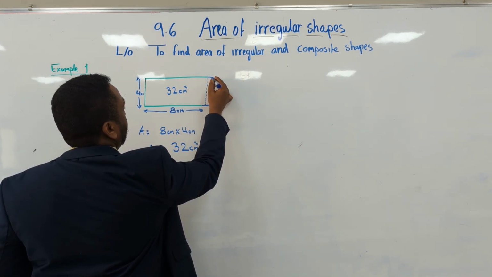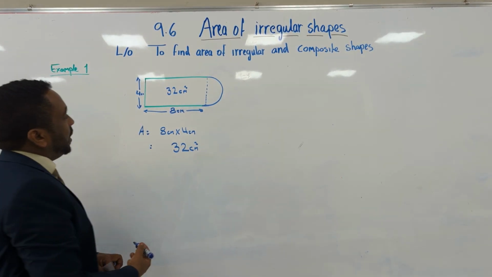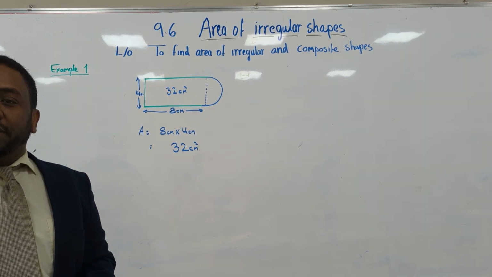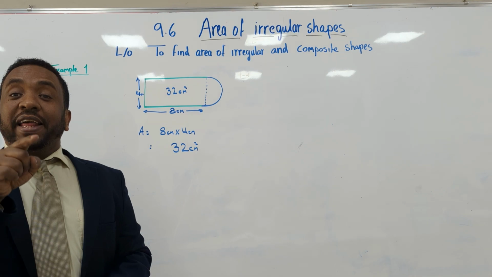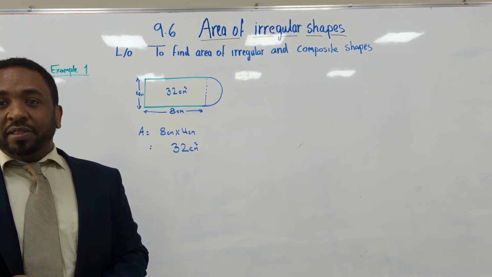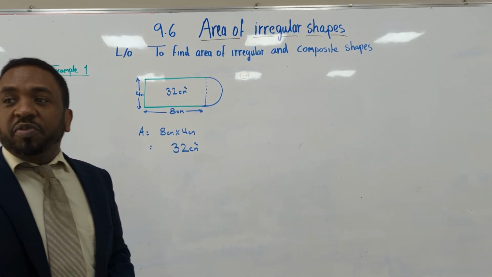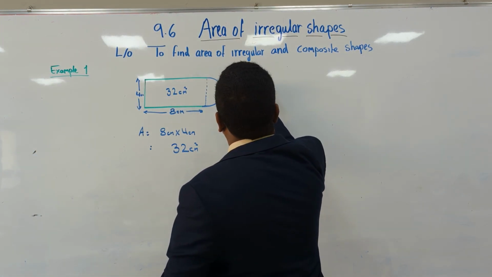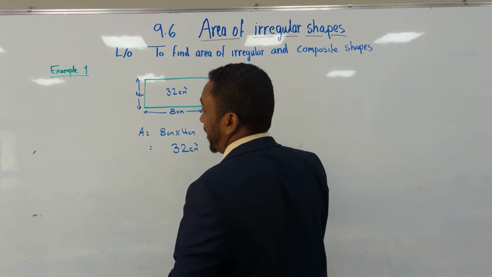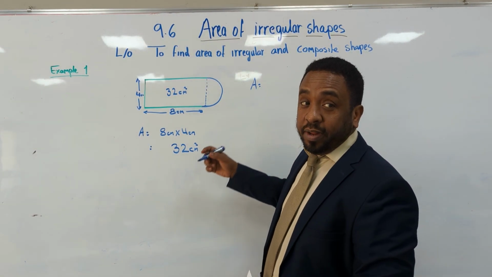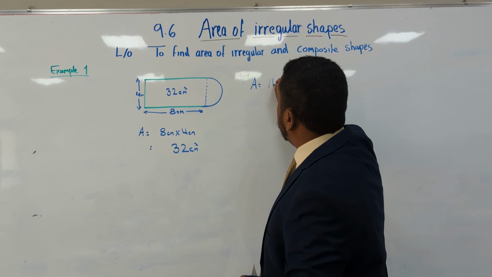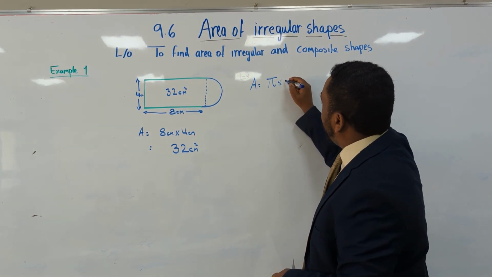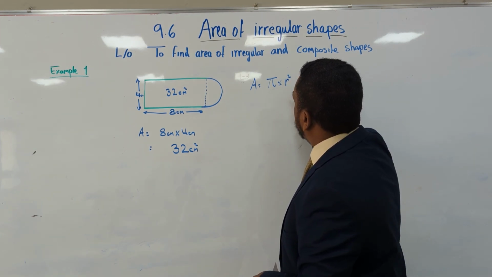But now we need to find this part. Are you with me? So how do we find the area of half a circle? We know how to find the area of a full circle, right? How do we find the area of a circle? Who can remember it? We did it yesterday. Pi times R square. Well done. Good memory.